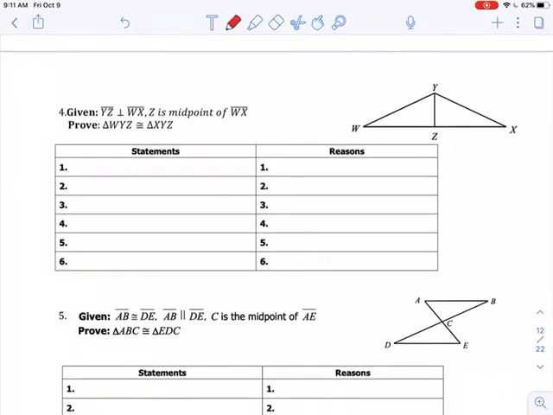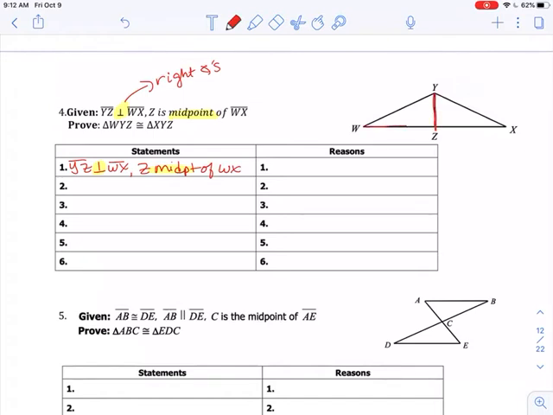All right, I have a few more. I'm just going to do 4 and 5, and 6 I'll let you guys try rather than do it together in class. So this one has perpendicular lines. That's one I want to make sure that we do. And I also have a midpoint. So all of that is in statement 1. YZ is perpendicular to WX. Z is the midpoint of WX. So I got 2 things going on that will give me other statements.